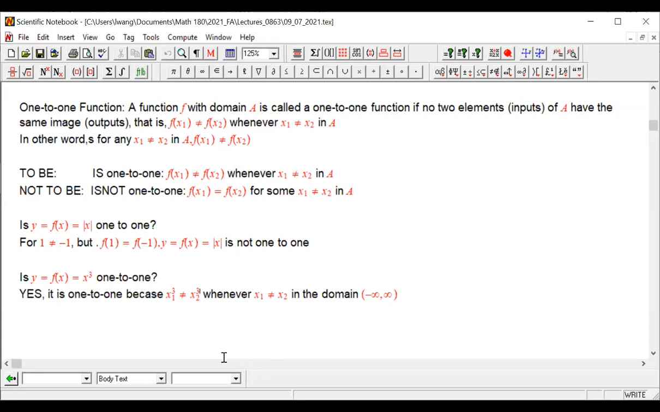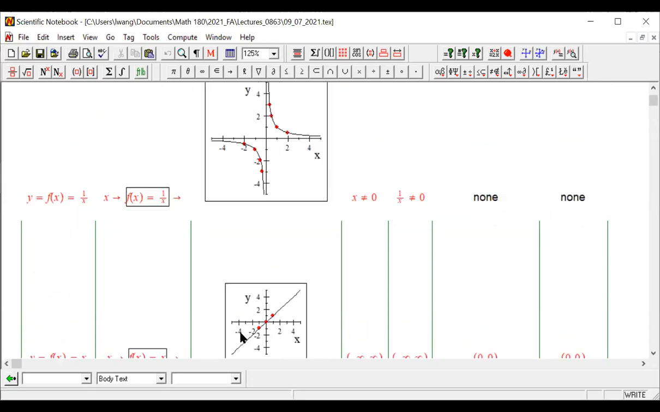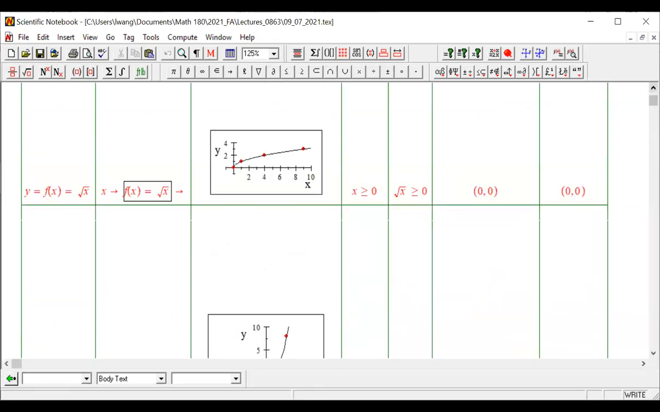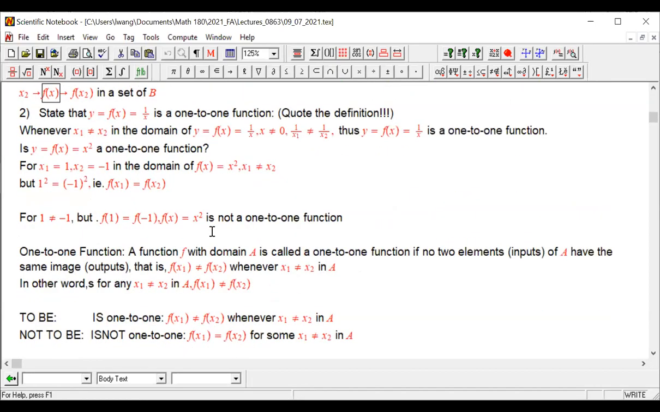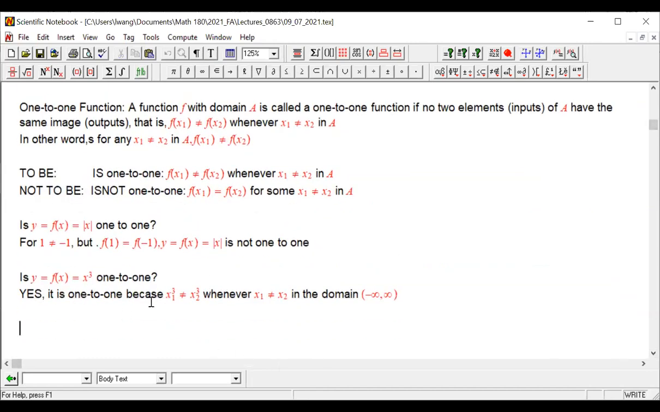For the cubic root of x, that's also a one-to-one function. I'm going to leave that for you. Last but not least, the square root function. Okay, the square root function. Where's my square root function? Right here. Is this function one-to-one?